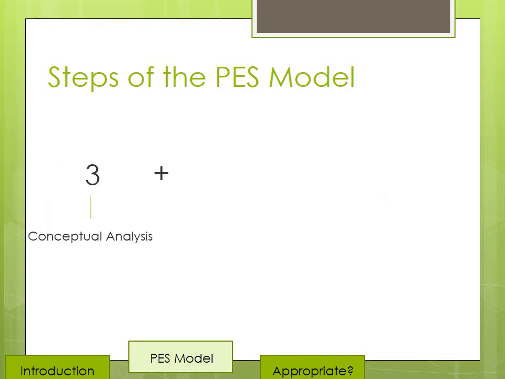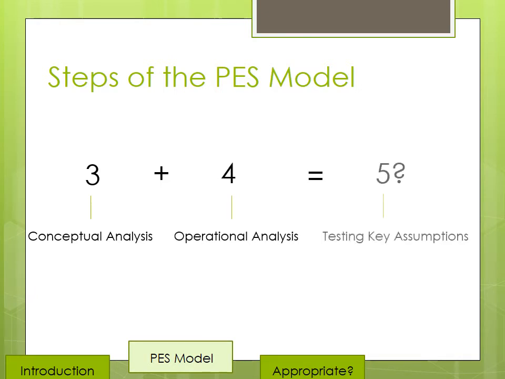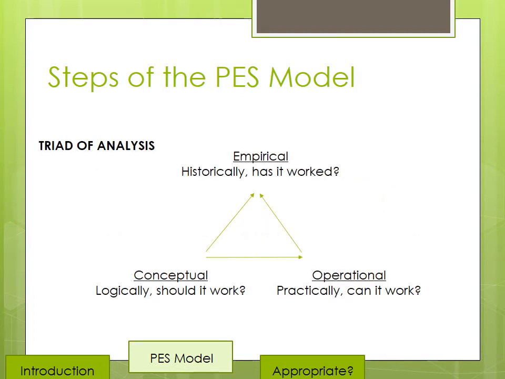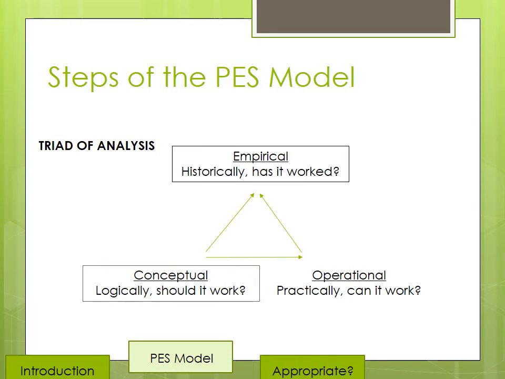3. The conceptual analysis, and step 4, the operational analysis, go nicely with number 5, testing key assumptions. Here, PES uses the triad of analysis framework. We measure the impact conceptually, empirically, and operationally. These measurements are based on previous research and answer the question: logically, should it work? Historically, has it worked? And practically, can it work? This analysis can be time-consuming, sometimes taking up to 3 or more months.